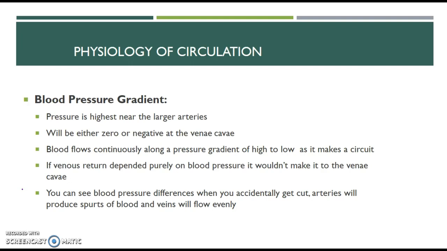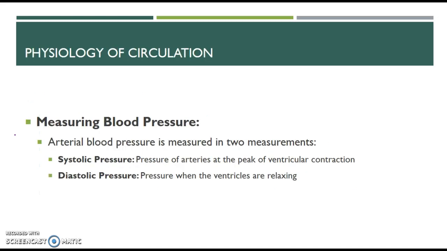And really, that's why veins, remember, have skeletal muscle action and those valves, because if we just relied on blood pressure alone, your venous return wouldn't be enough, meaning how much blood is actually going back into the heart. And you can see blood pressure differences when you accidentally cut an artery. Blood is going to kind of splurt out of it, where if you cut a vein, it kind of is just flowing evenly. And we've all seen videos like, in movies and stuff, when someone gets cut and the blood just kind of splurts everywhere. That would be an artery.